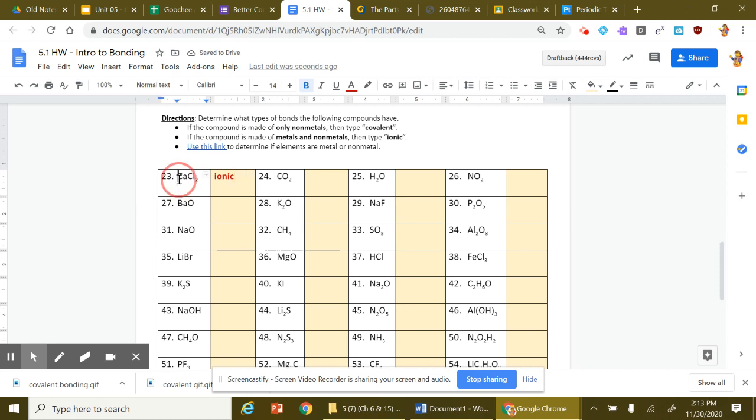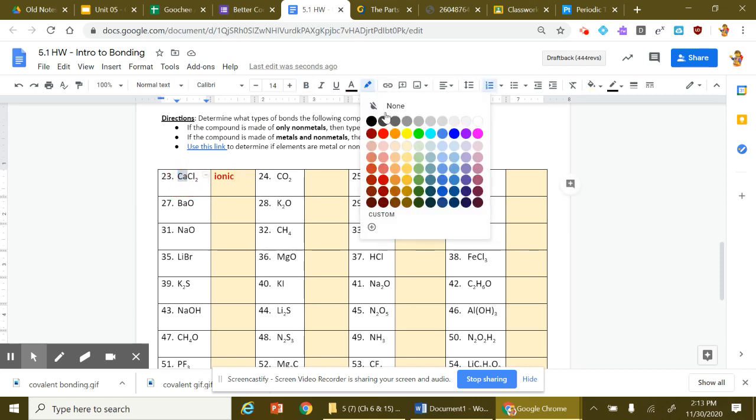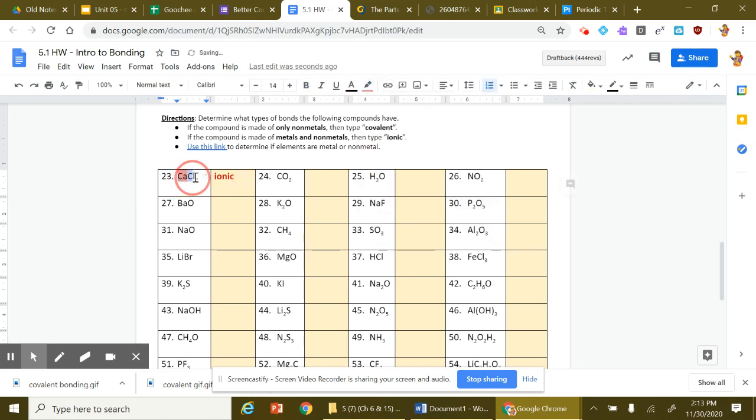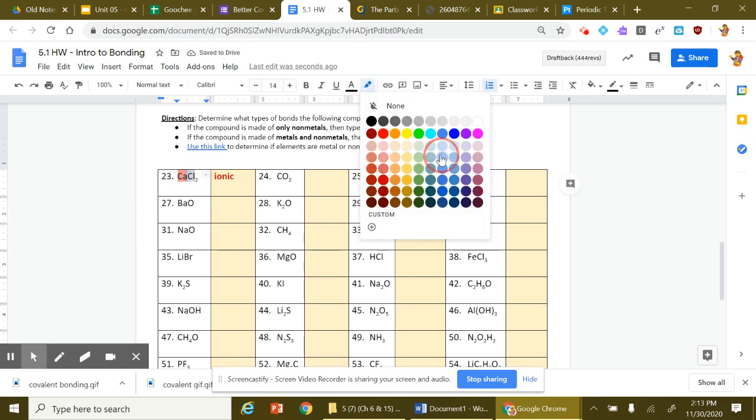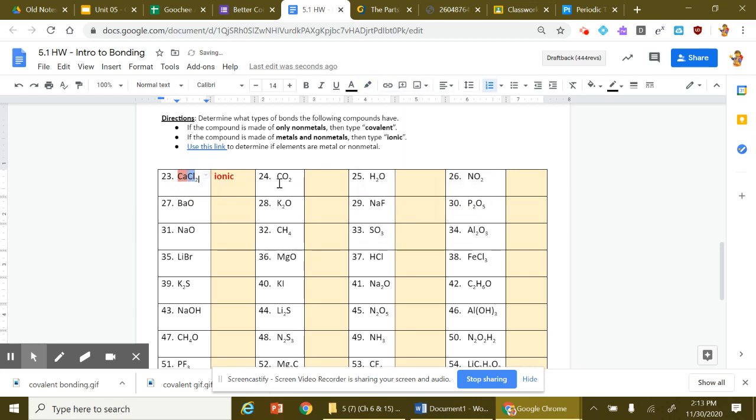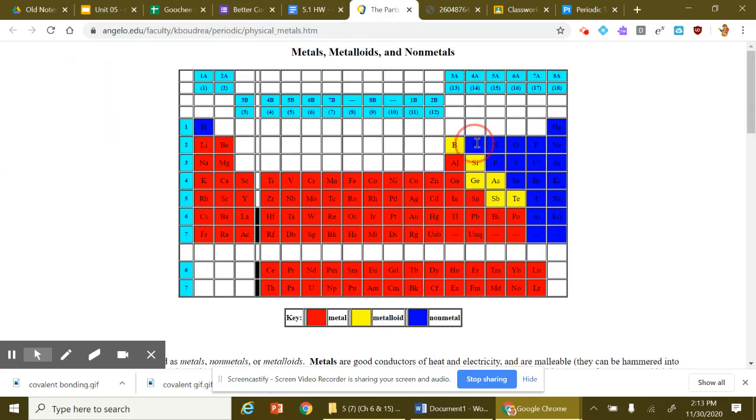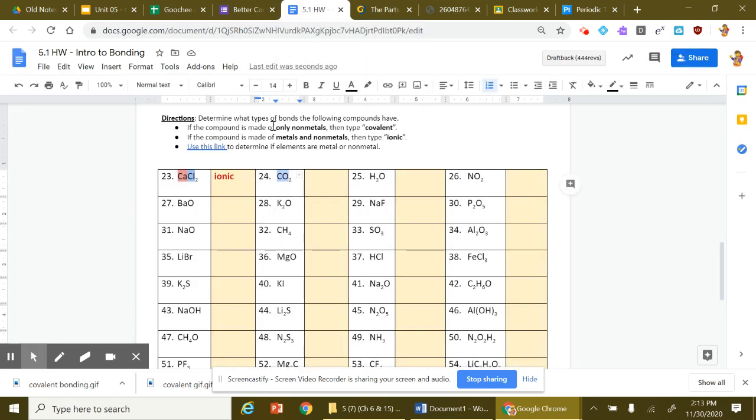Let's take a look at the next one. It's got a metal, which I think we did reddish, and it's got a nonmetal, which I think we were doing blue. Great. This next one has carbon and oxygen. Carbon is a nonmetal. Oxygen is a nonmetal. So, only nonmetals, it is covalent. This is a covalent compound.